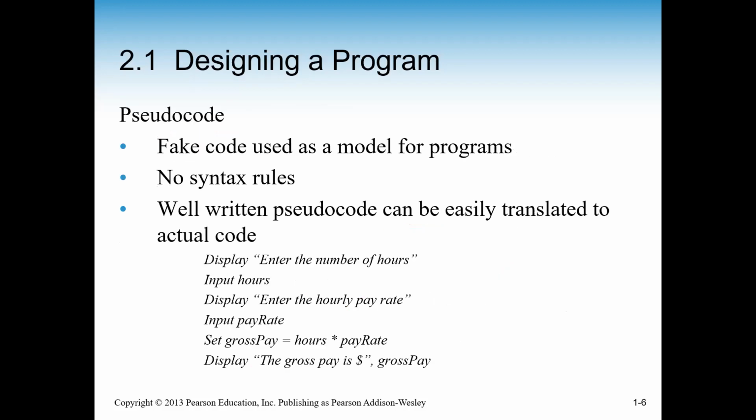All right, so let's take an example here of pseudocode. You can call it fake code. It's a model for programs. There are no syntax rules, although you should try to follow a certain structure every time, okay? Even though there's not a fixed set of rules because you're not going to run this, you should always use the same keywords to indicate things. Because the better you do your pseudocode, the better it'll be to convert it to the actual code. So let's take a look at an example here.